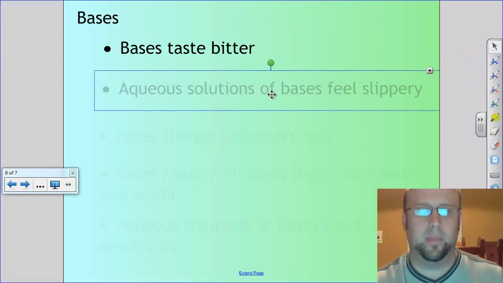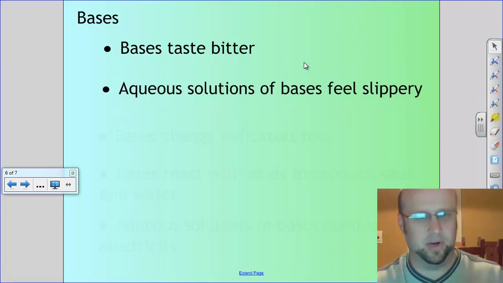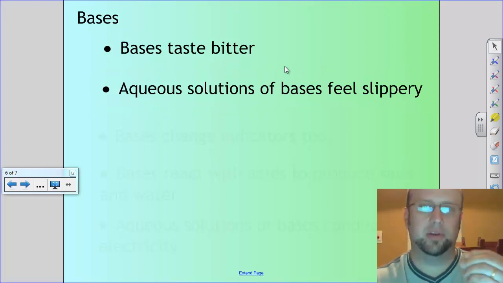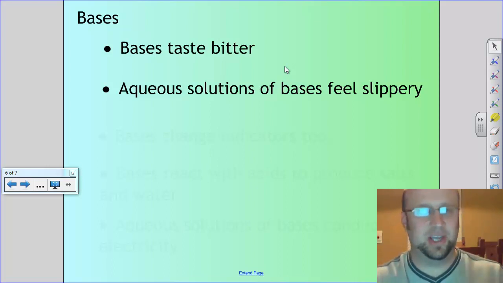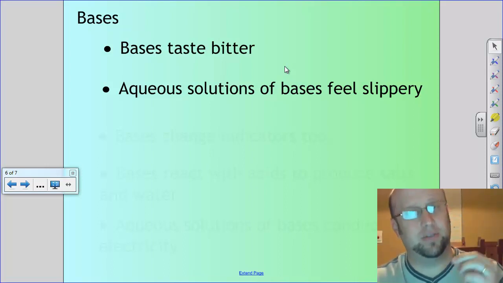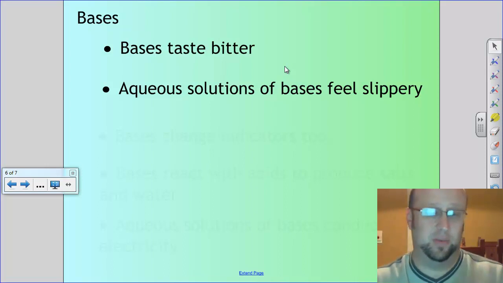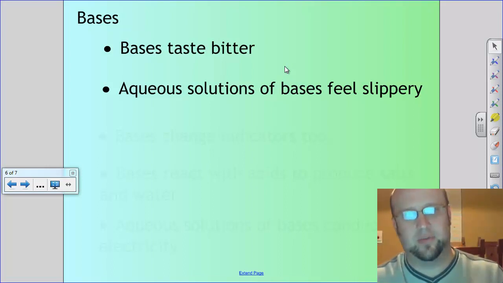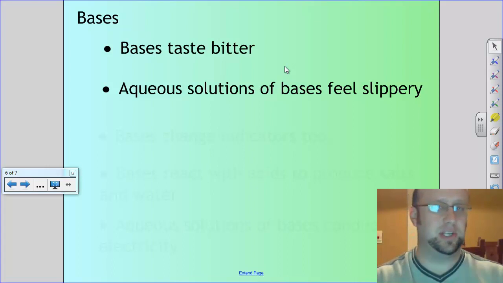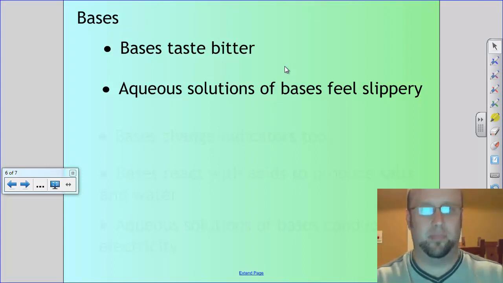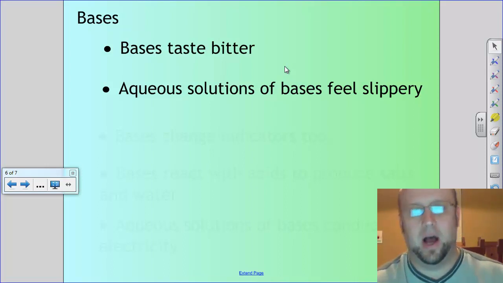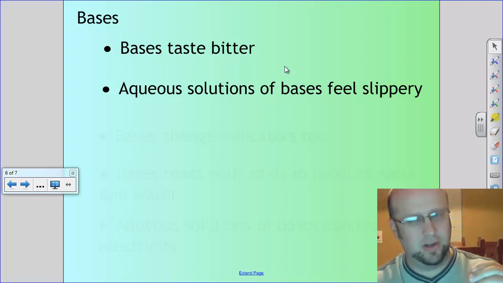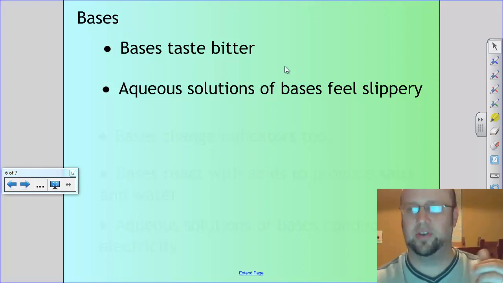Another indicator: bases are going to feel slippery. If you got a base on your fingers and rubbed them together, it would feel like you had soap in your hand. And actually, what's kind of funny is that you do have soap on your hand, because bases react with fats and oils to form soap. That's how we make soap, by reacting a base of some kind with oils or fats. The slippery feeling on your fingers is the base taking some of the oils from your fingers and turning it basically into soap. Okay?